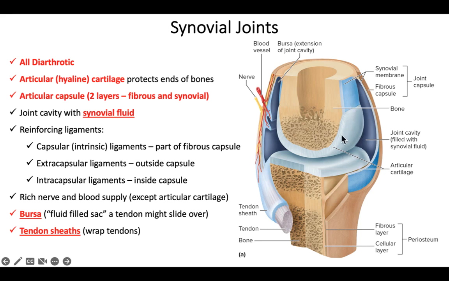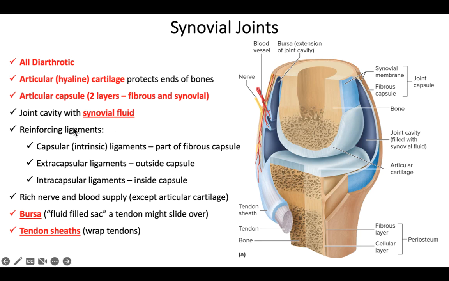It supplies oxygen and nutrients to the cartilage, because remember, cartilage is avascular. It doesn't have any blood vessels. So it gets its oxygen and nutrients from the synovial fluid. And then it also provides a little bit of cushioning, a little bit of shock absorption in between the bones. So synovial fluid is very important. It's vital for the proper functioning of a synovial joint.